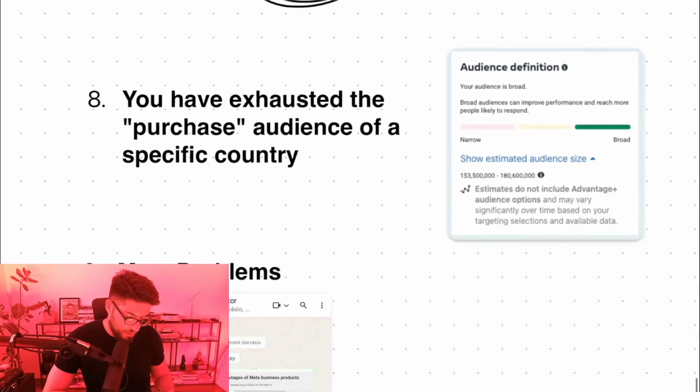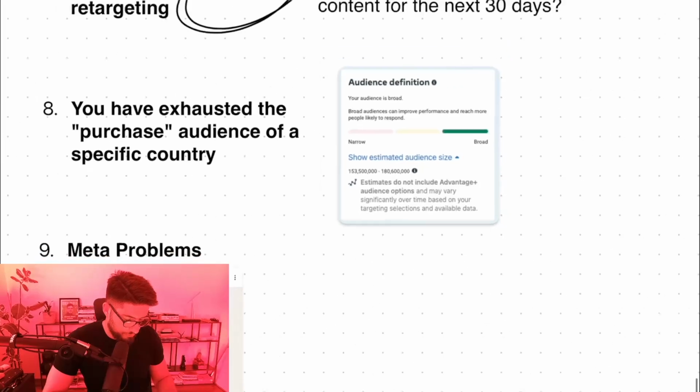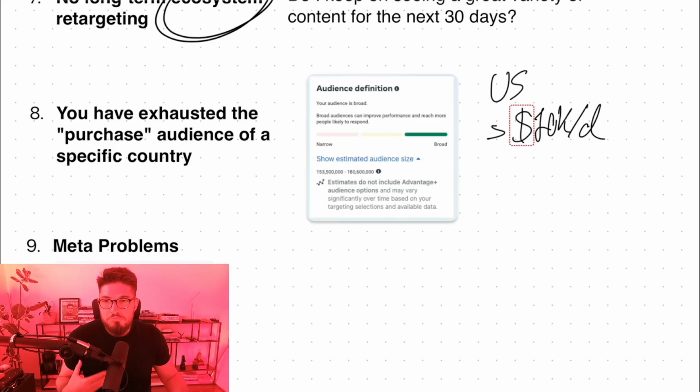Point number 8, you have exhausted the purchase audience of a specific country. This is for people that are actually scaling very hard, like above 5K a day. Well, depends on the country. But for example, I've had this case in the US, spending 10K per day. We, together with the people at Meta, think this might be happening.